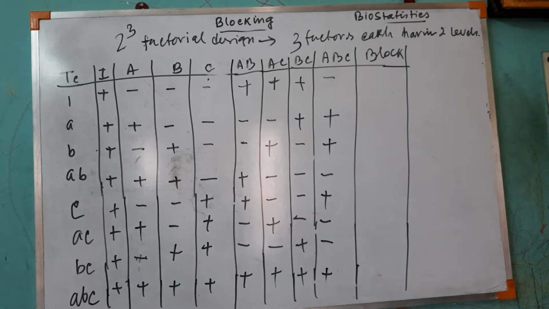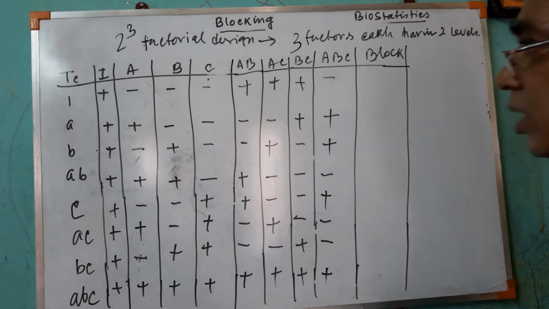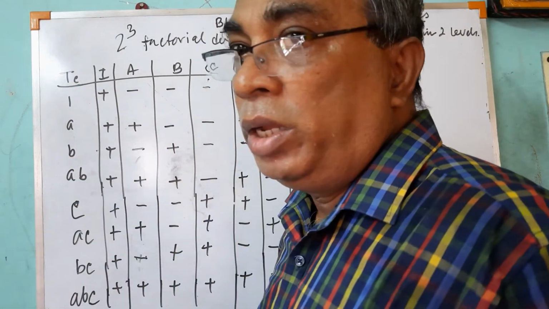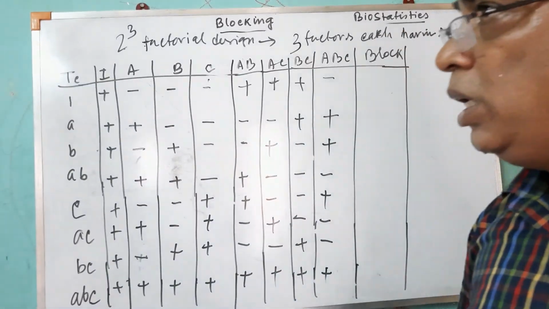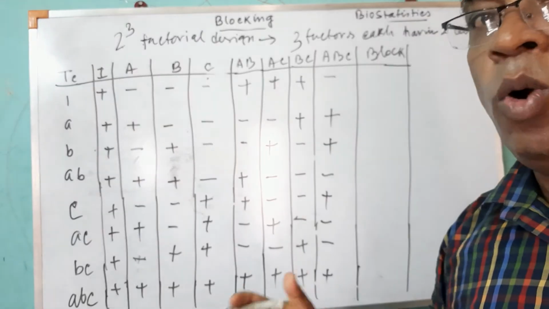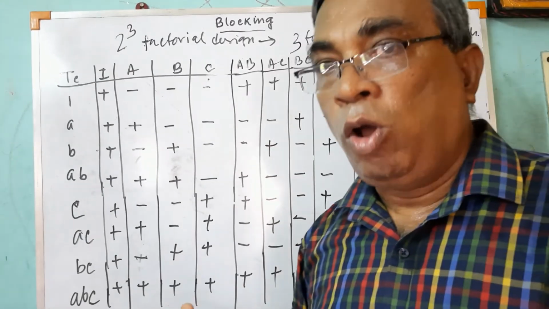So this is ABC. Now this is 1. What I told in the previous case: when there is 1, you have to keep 1 in block 1.